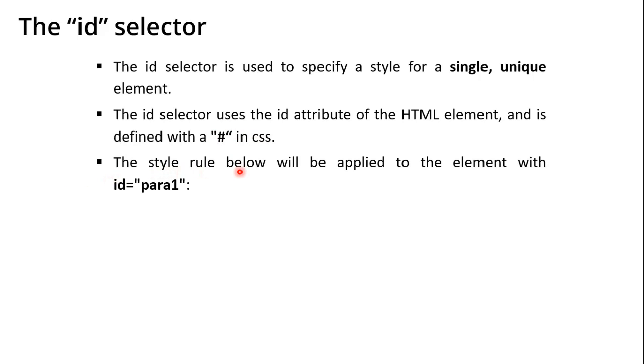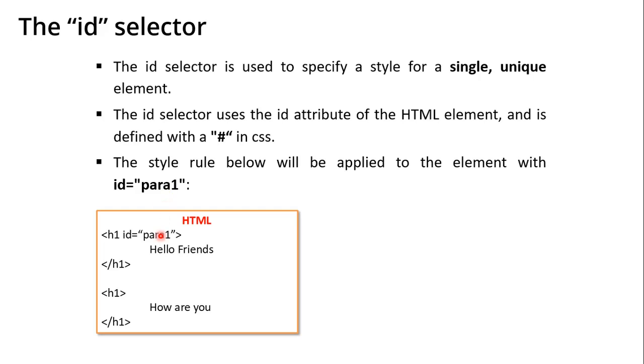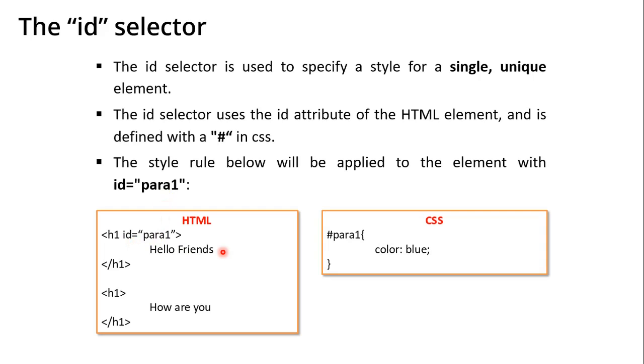The style rule below will be applied to the element with ID equal to parameter1. Okay, so we are using parameter1 over here. See here we have HTML and CSS. This is our parameter which we are using in the ID. So we have to mention it over here, and we have to use this hash symbol. So hash parameter1, and in curly brackets we have to mention the color. So we are using color over here, so color colon blue.